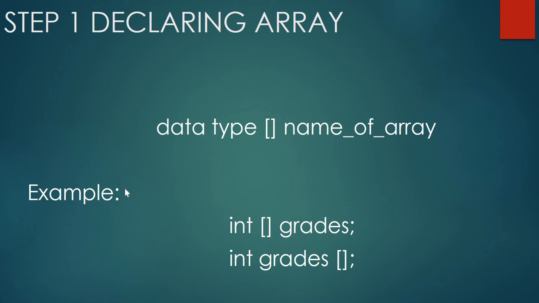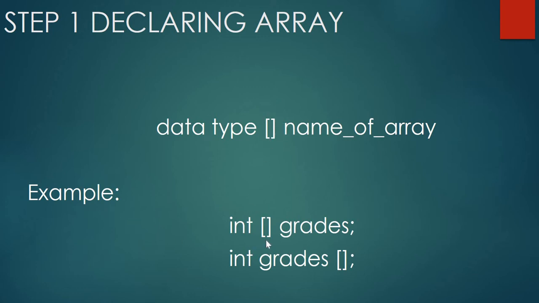Okay? Then after determining the data type, you have to write the symbol of array, which is the opening and closing square bracket. So that is the symbol of an array. And then after the symbol of array, you have to write the name of your array. Okay, if you drop the symbol, it is an ordinary variable. That's why you have to write the symbol for array.